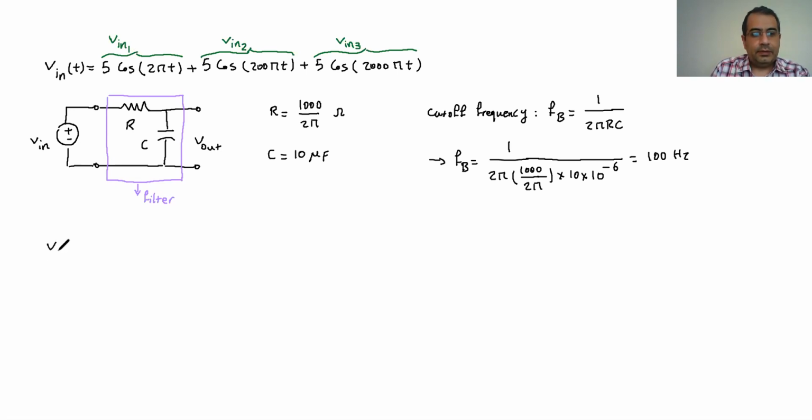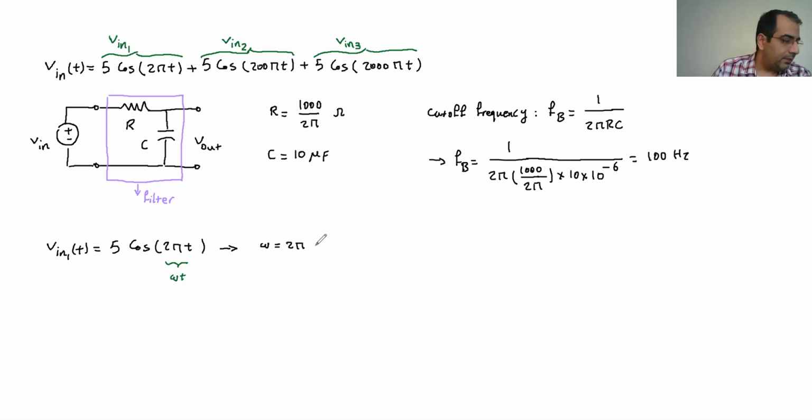I know that the first input signal is 5 cosine 2 pi t. Again, I know here that this is omega t. So for the first one, the omega is 2 pi. Sorry, it's 20, not 2. Let me fix this. So it's 20 pi t. So it's 20 pi t. Same here.